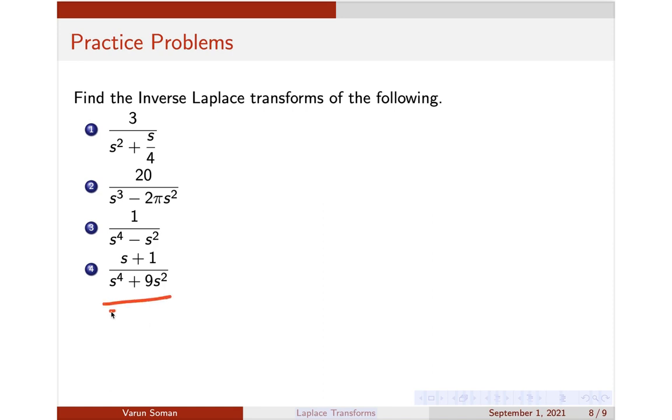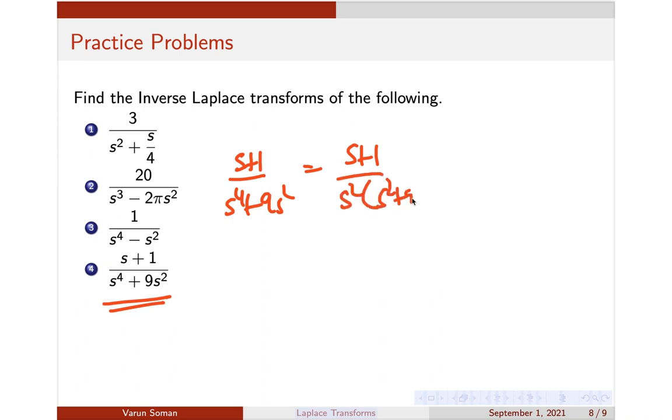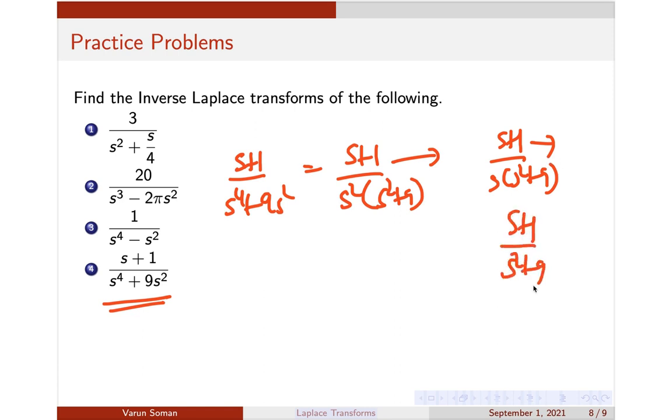(s plus 1) by s raised to 4 plus 9s square, how will you do it? I can write this as (s plus 1) by s raised to 4 plus 9s square. If I take s square outside, it's simply (s plus 1) by s square into (s square plus 9). So before finding the inverse transform of this, find the inverse transform of (s plus 1) by (s square plus 9). That already you know. What is it? It is cos 3t plus 1 by 3 sine 3t.